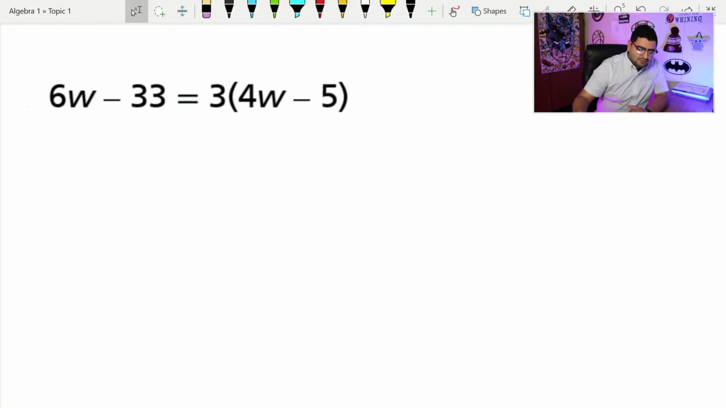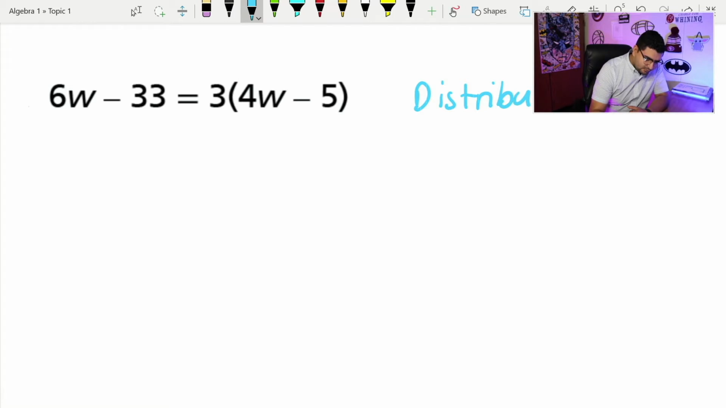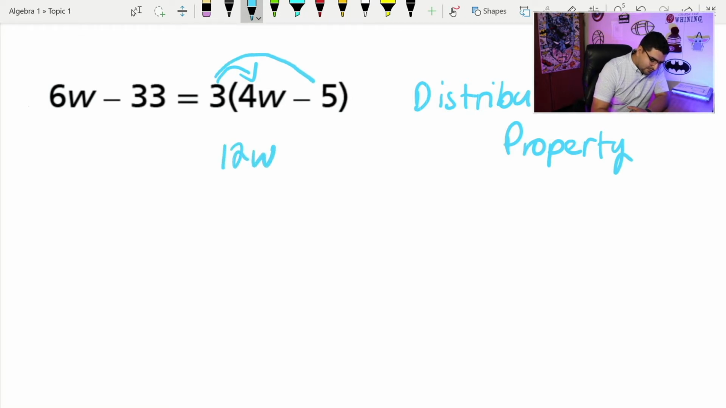Here we have one where we have to distribute first. We're going to use the distributive property. It's spelled distributive. So we're going to multiply the 3 to everything that's inside of our parentheses. So we're going to do 3 times 4w, which is 12w. And we're going to do 3 times negative 5, which is negative 15. Everything else is going to stay the same. We're going to have 6w minus 33.